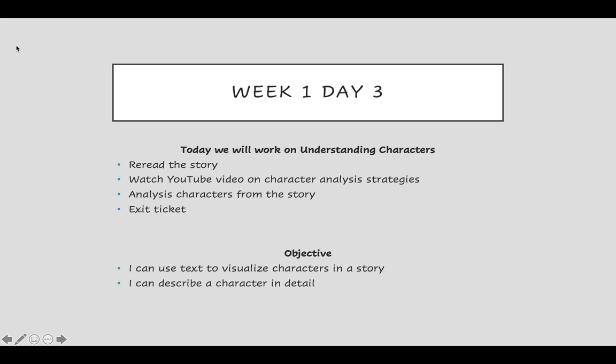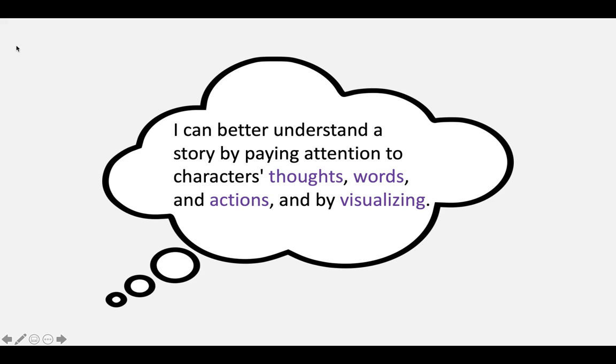So today's objective is that we use text evidence to visualize characters in a story, and that we're able to describe characters in detail. So I can better understand a story by paying attention to characters' thoughts, words, and actions, and by visualizing. So don't forget that visualizing means that when I close my eyes and you're telling me a story, that I can actually see that story in my head.